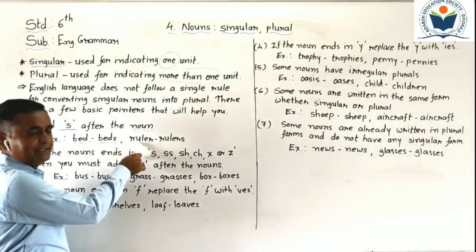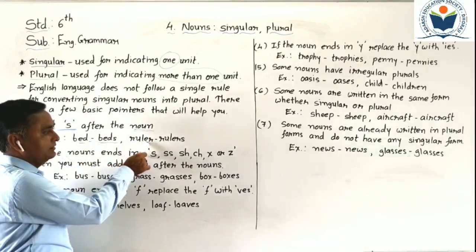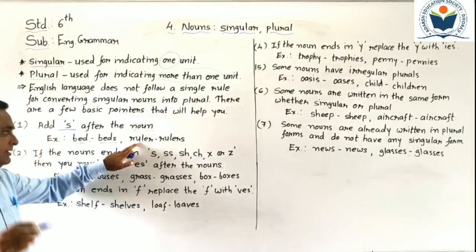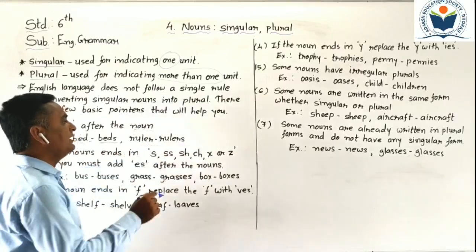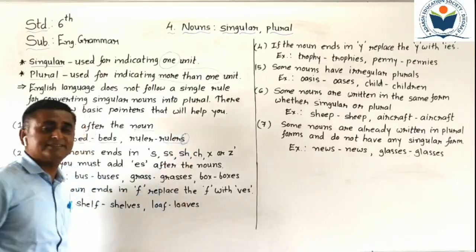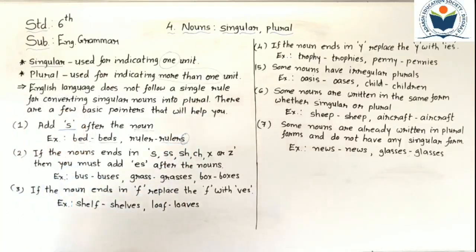Like that, a second example is given here. Ruler. Ruler is in singular form. We are talking about one ruler. But we can convert it into plural form. It becomes rulers. We have to put s at the back of that noun. It's a simple and first rule of converting singular into plural.